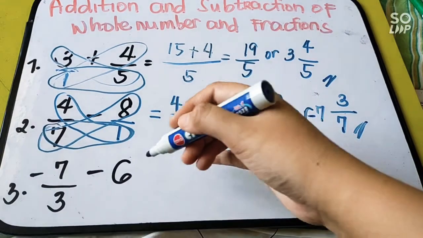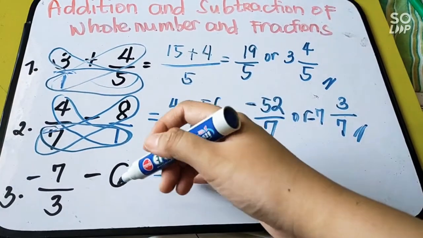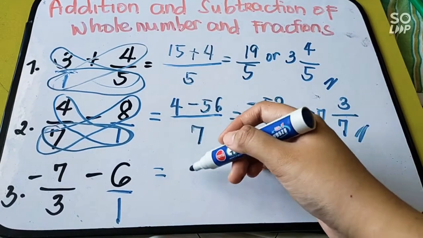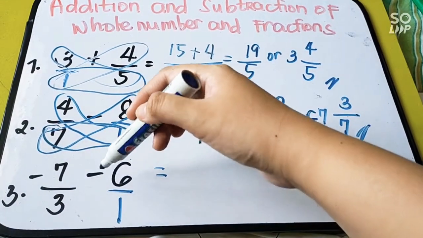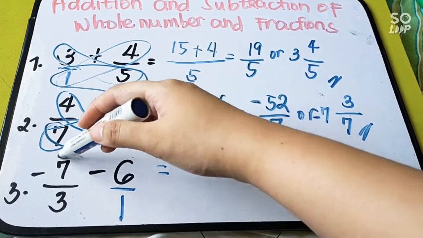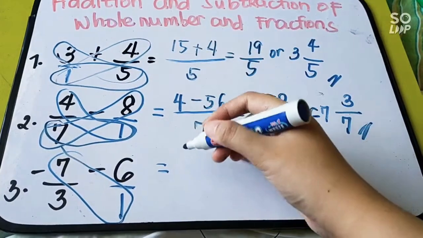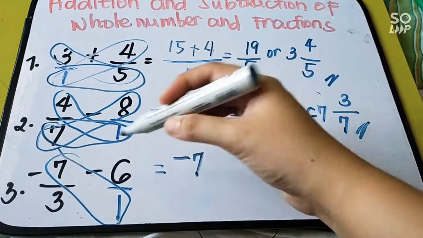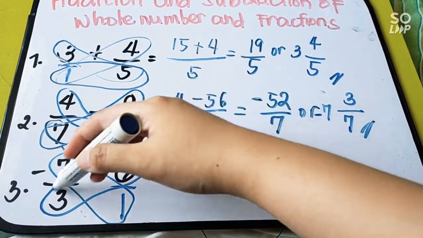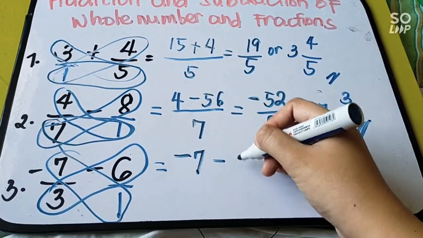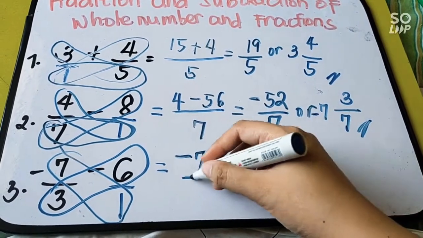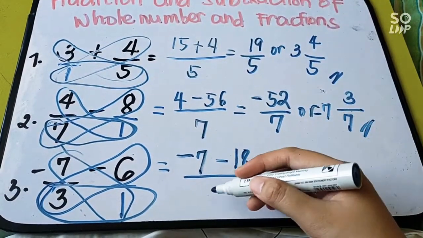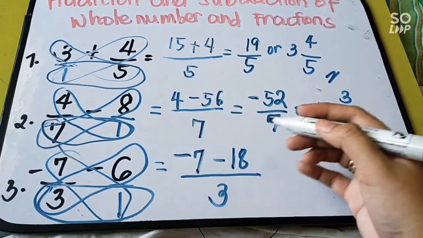Let us have number 3. So, lagyan ulit natin ng over 1 si whole number. Ayan. And then, afterwards, you are going to use the butterfly method. 7 times 1. 7 ay negative. So, negative 7. Next, 6 times 3. The answer is negative 18. Then, over 3 multiplied by 1. The answer here is 3.